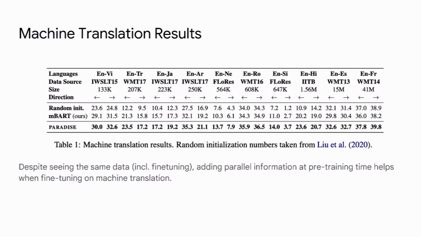So here are the machine translation results. The interesting finding here is, as you can see, that Paradise does perform much better in all language pairs in all directions. But the interesting thing is, despite seeing the same data, as I said earlier, the mBART paper was inducing this parallel signal only at fine-tuning time. We would take that same parallel signal and put it in at pre-training time. And despite seeing the same data, adding parallel information at pre-training helps with fine-tuning on machine translation.